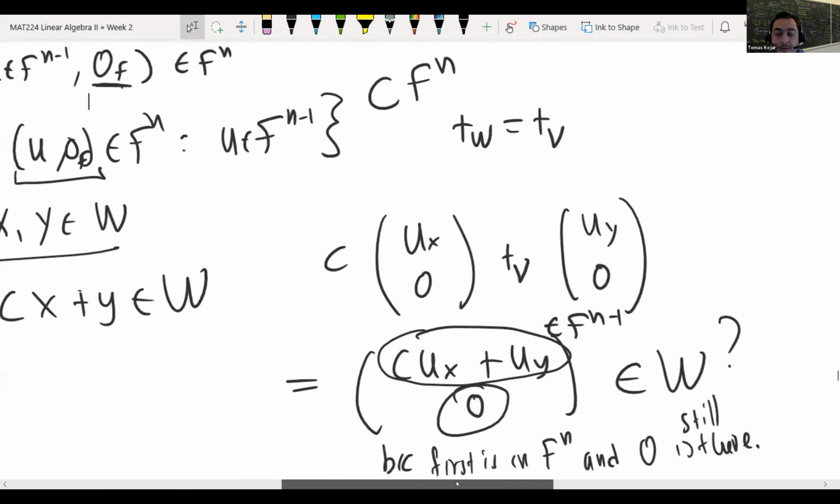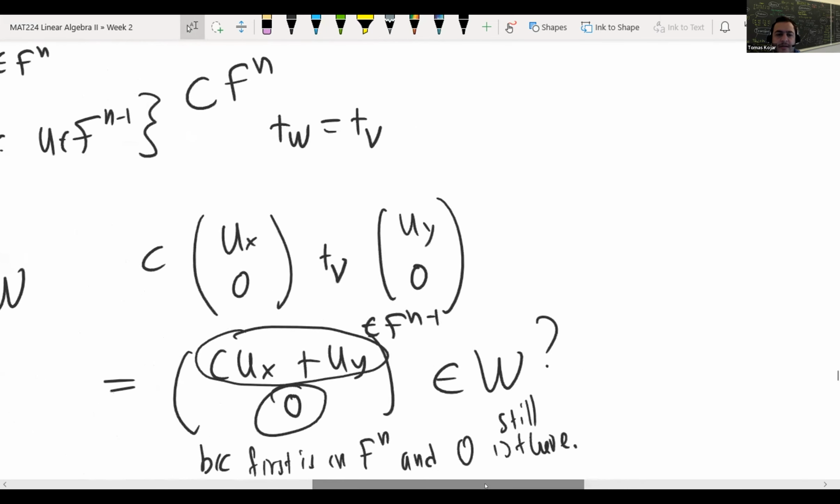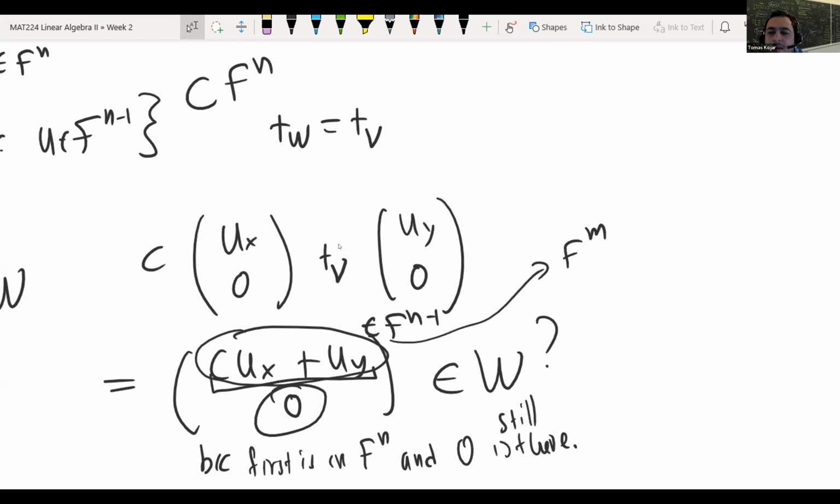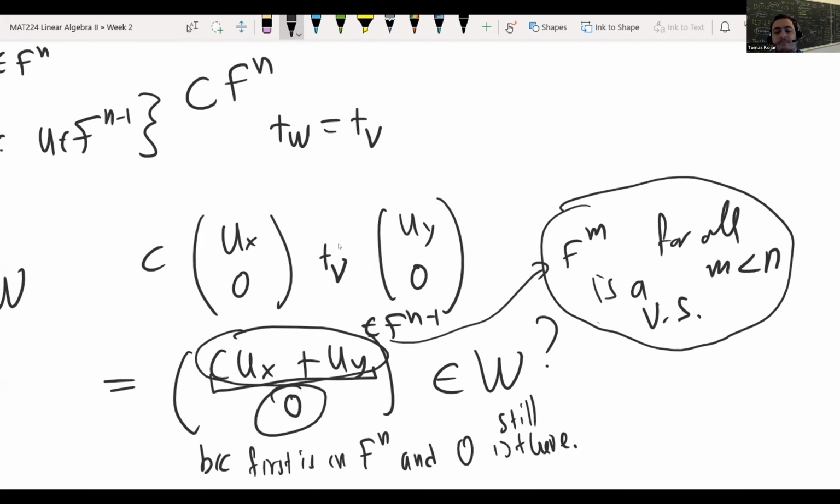Okay, so I should add one more line here. What I wanted to say is that you will have to do it by induction. There's a little inductive argument here, namely, how do you know that CUX plus UY is in Fn minus 1? Here you can just mention that Fm for all m less than n is a vector space. So you can just use a class result that we know that this is a vector space. I just want to add this one more line. Okay.